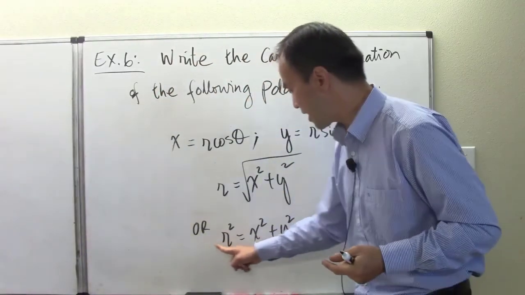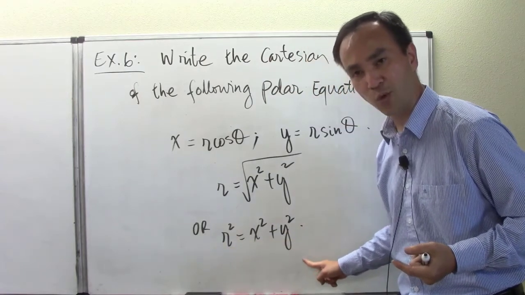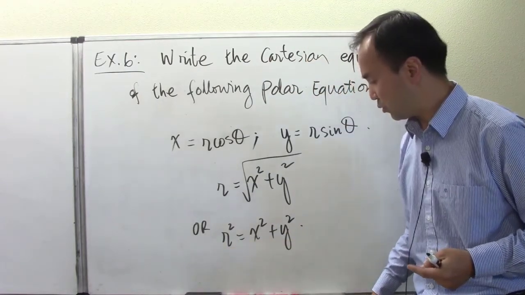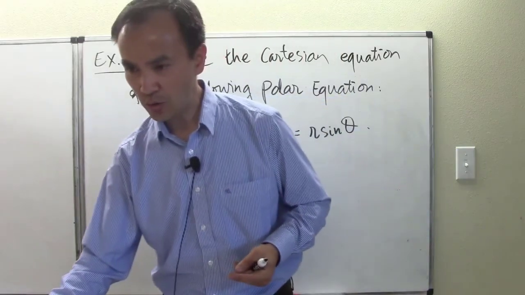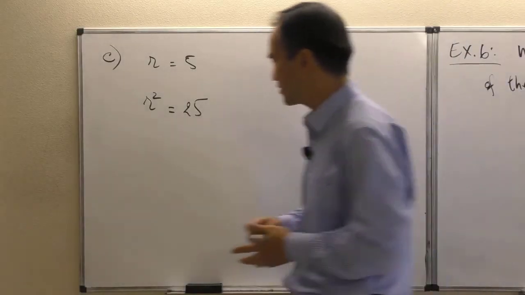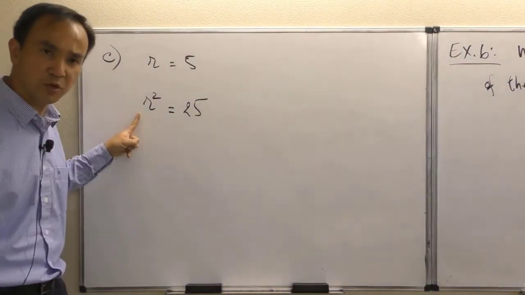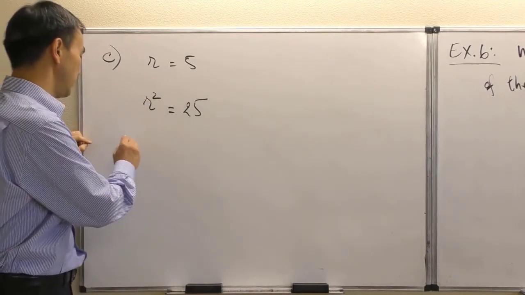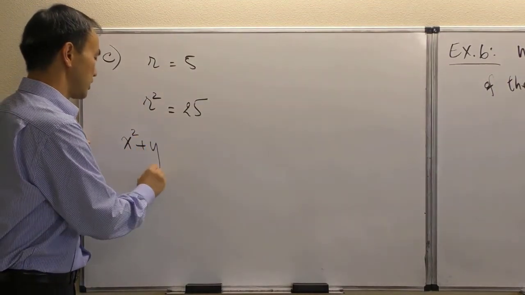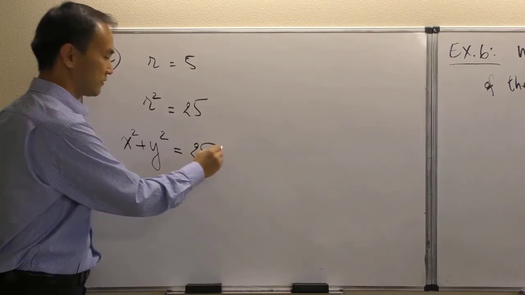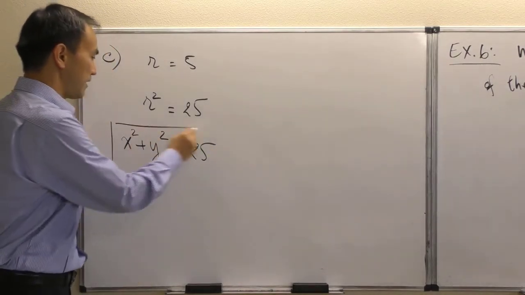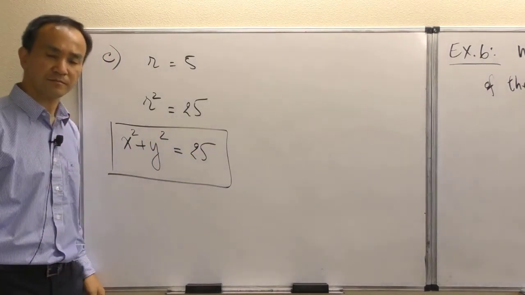The r squared here equals x squared plus y squared. Okay, r squared equals x squared plus y squared. So in that way, all of a sudden we realize we have found a substitution for r squared. So here we're looking at x squared plus y squared equals 25. We found another Cartesian equation.